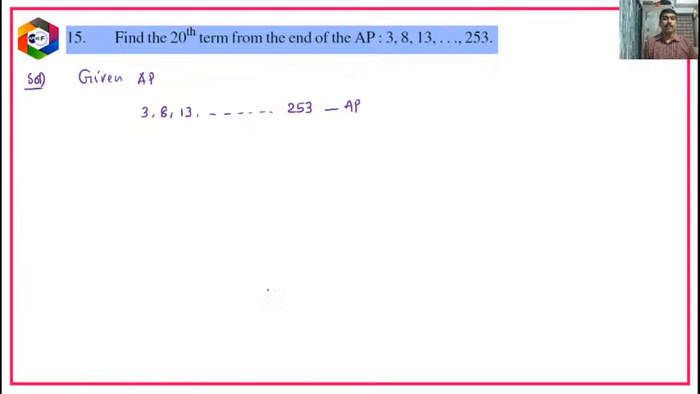But it is asked to find from the end. So for this, if from back to end you write it, that is also an arithmetic progression. So what am I going to write? Here plus 5 is increasing, therefore here I am writing 253. Now a decrement of 5 means 248, another decrement of 5 gives 243, and so on, down to 3, all are also in AP. That's all.